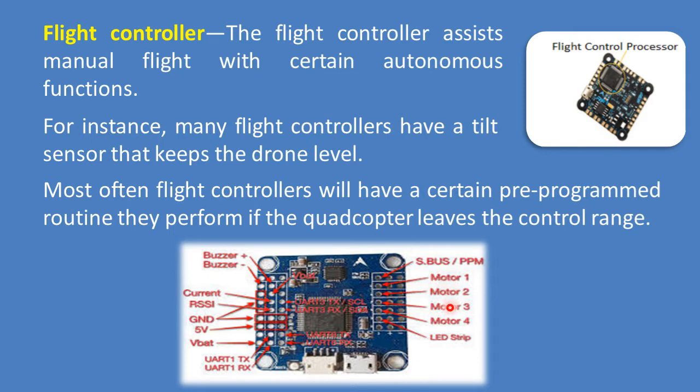Motor 1, 2, 3, 4, LED strip, serial bus and transmit and receive, battery voltage, 5V, ground, RSSI, current and the buzzer interface are shown here, and this is the flight control processor.